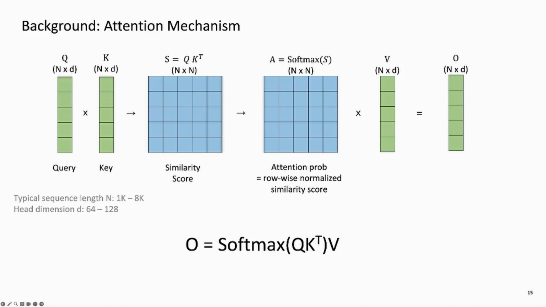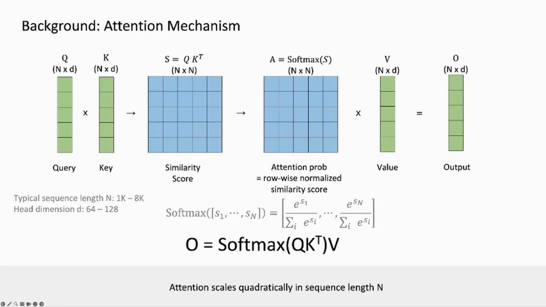You take the softmax, which is this attention probability. Just a reminder, with softmax, you exponentiate everything, and then you divide by the sum so that everything sums to 1 and is positive. So it looks like a probability distribution. Then you take that softmax and multiply with the value, which is also provided, and you end up with the output, which is of size n by d. So that's the recap. We see that attention scales quadratically in sequence length n.